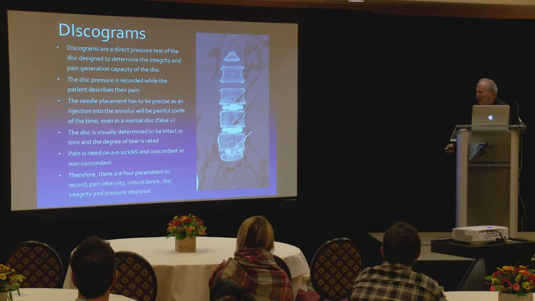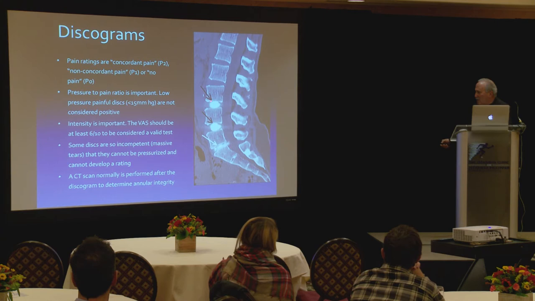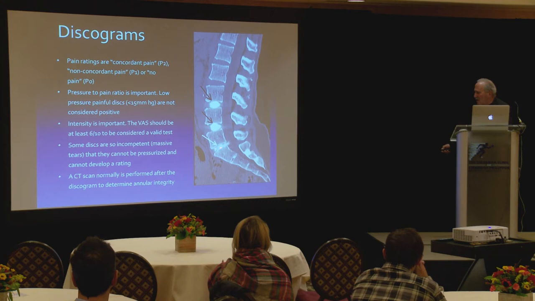So a normal disc, when you fill up the nucleus and the dye spreads out, looks like a cotton ball. You can imagine the fibers of the annulus in the front and the back intact here. And here you can see dye spread out, so you've got a tear in the back of the disc. But this image isn't important. The important thing is what pain is generated.